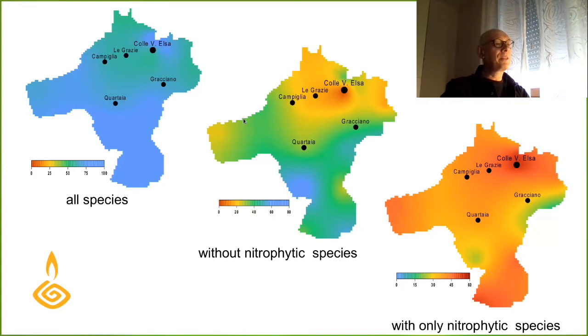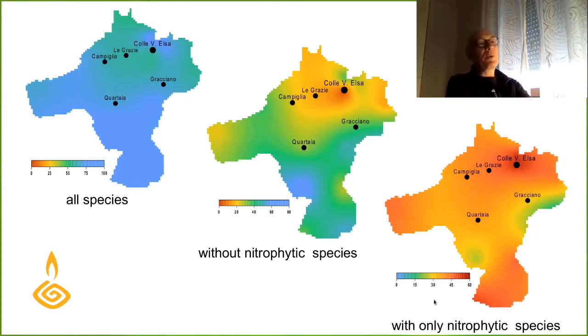So what happened once we have removed nitrophytic species from the calculation? A much more clear, realistic picture, you see, on a different scale, of the situation here in the municipality, with all the pollution around the urban areas.